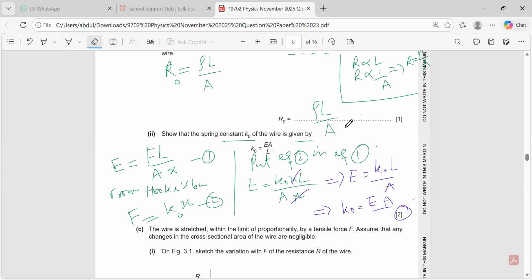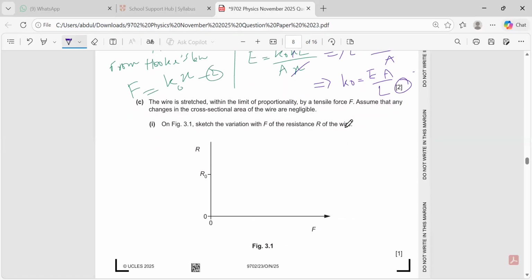So just place the values carefully. Why did I start with Young's modulus? Because this was given, E is for Young modulus. Young modulus is stress over strain, and when we simplify it a little bit, we get FL over AX. So this way we have solved this one easily. Now what is next?